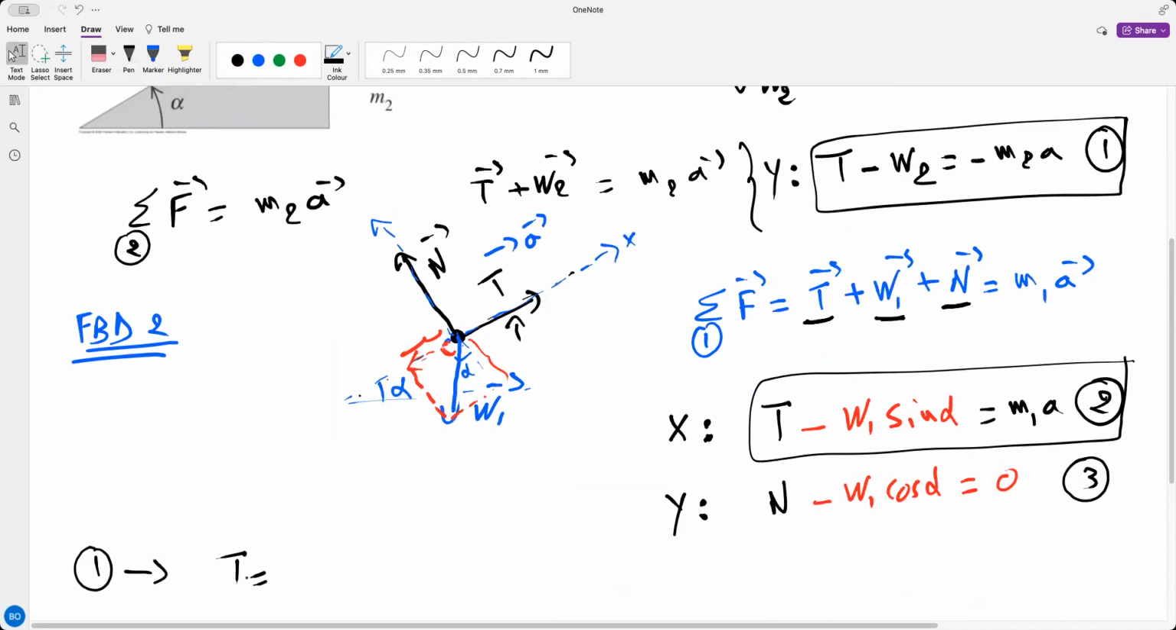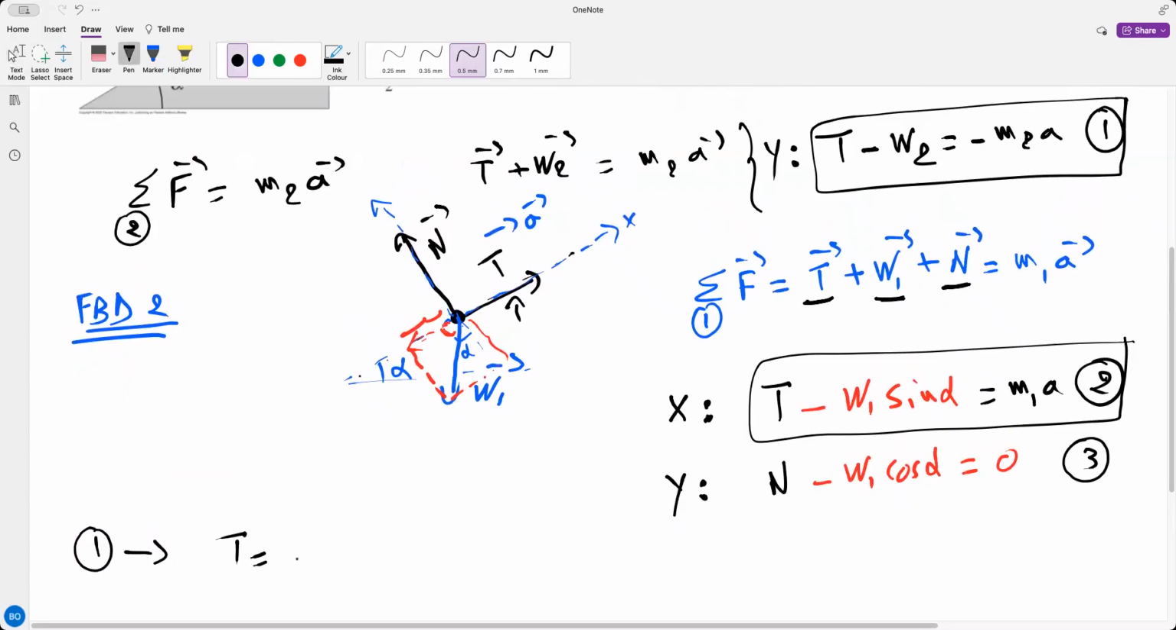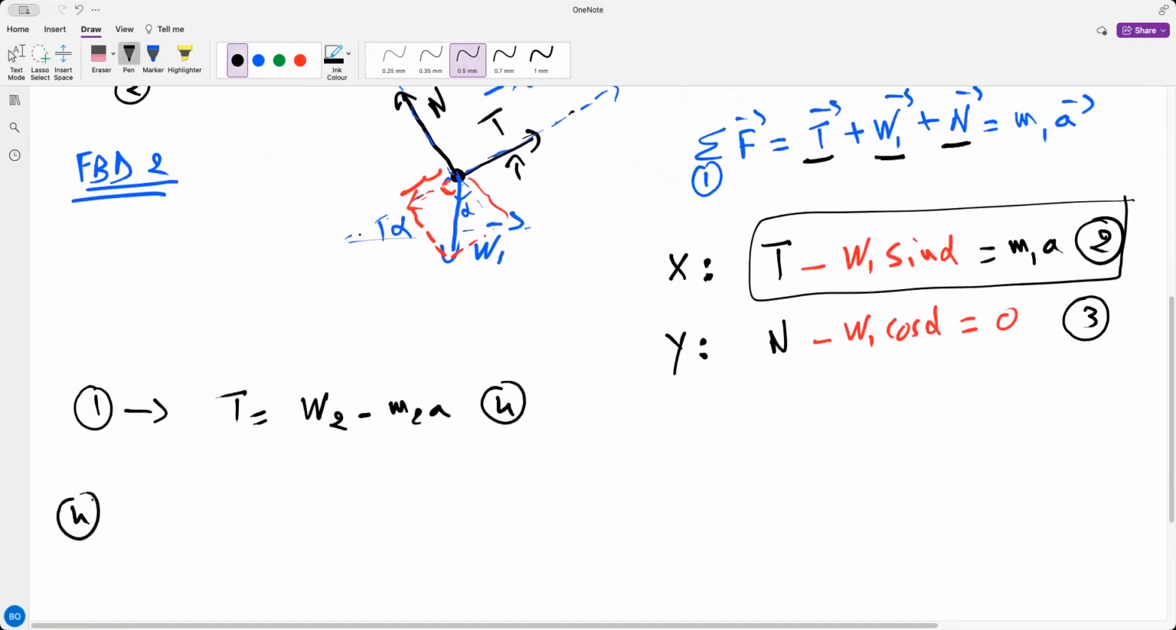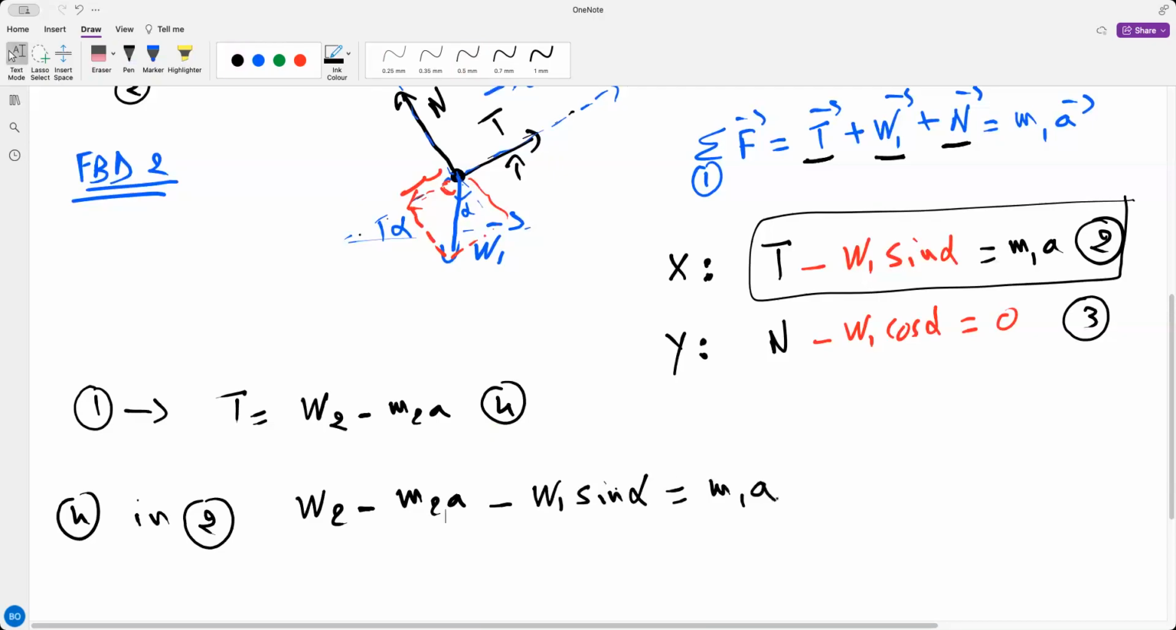The tension from equation 1 is equal to W2 minus M2A. I will call this equation 4, and I will plug equation 4 into equation 2. I will replace T by its value. So it will give me W2 minus M2A minus W1 sine alpha is equal to M1A.